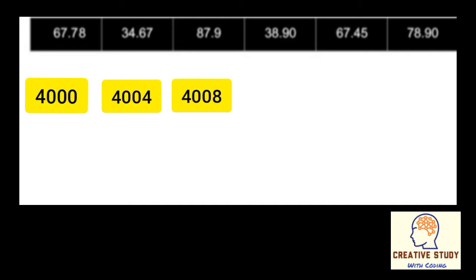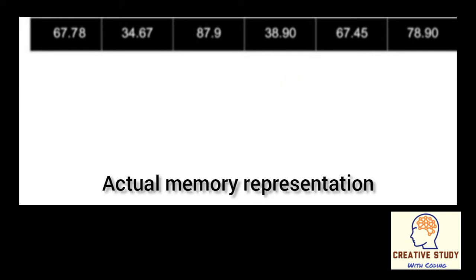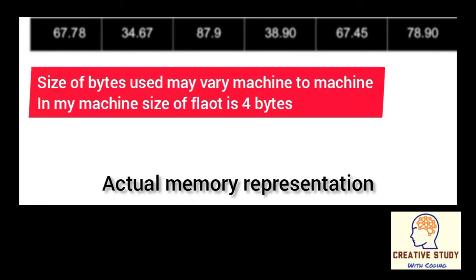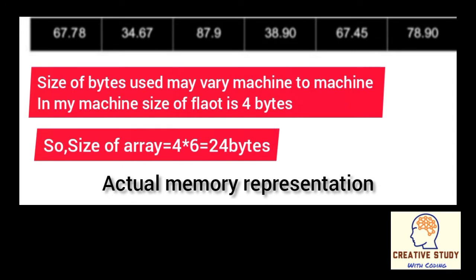In this example, let's suppose first element is stored at 4000, then next element will be stored at 4004, then 4008, 4012, 4016 and 4020. Size of bytes used may vary machine to machine. In my machine, size of float is 4 bytes.